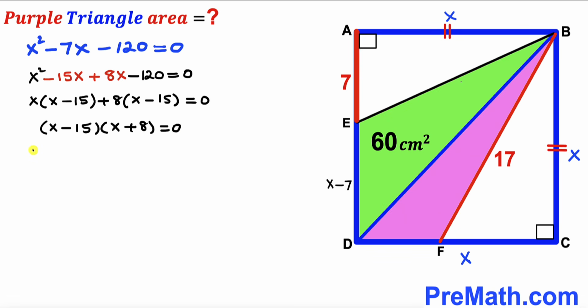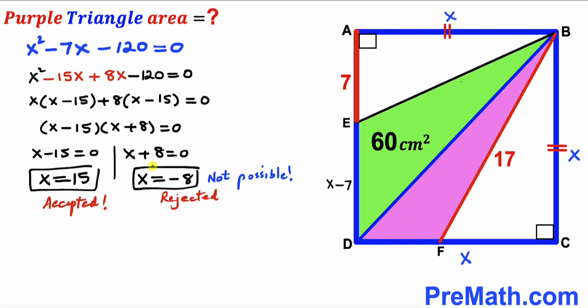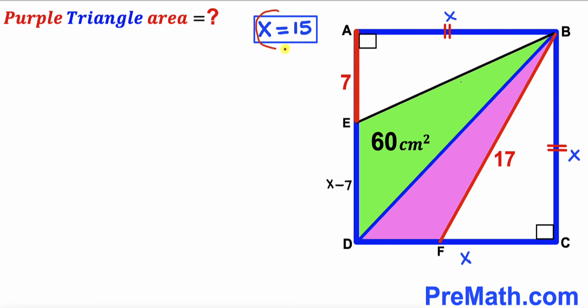Now we are going to separate them: x minus 15 equals 0, and the other one is x plus 8 equals 0. For the first equation, x is going to be positive 15, and for the second equation, x is going to be negative 8. Now x equals negative 8 is not feasible since x represents the side length. So we reject this negative value and accept x equals positive 15. Thus our x value turns out to be 15.